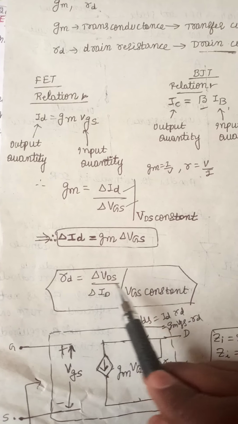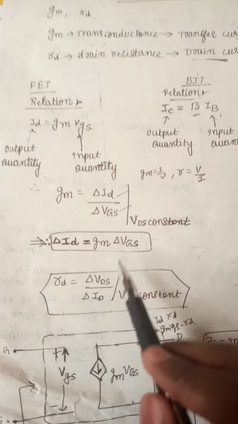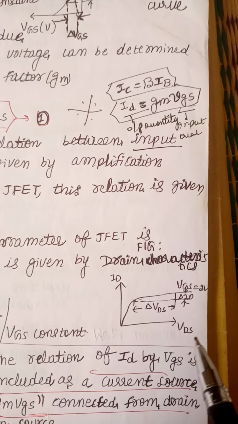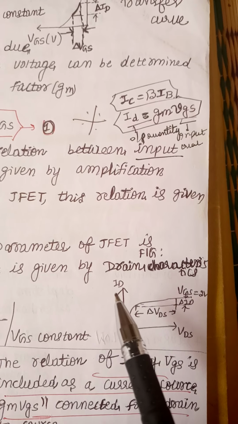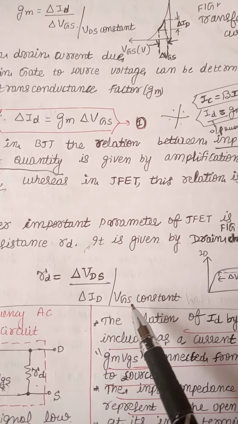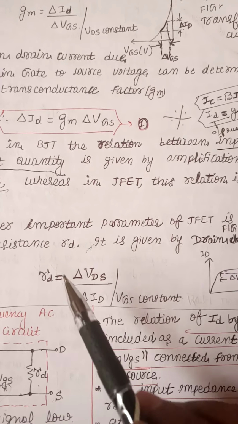So how to get the drain resistance? Drain resistance we get from the drain characteristics. As you all know, this one we call the drain characteristics. On the x-axis you have the output voltage VDS. On the y-axis you have the drain current ID. This is a drain curve, keeping VGS equal to 2 volt constant. If you take the slope of this curve, then you will get the VDS value and ID value. If you substitute these two here, keeping the input voltage VGS constant, then you will get the drain resistance value.